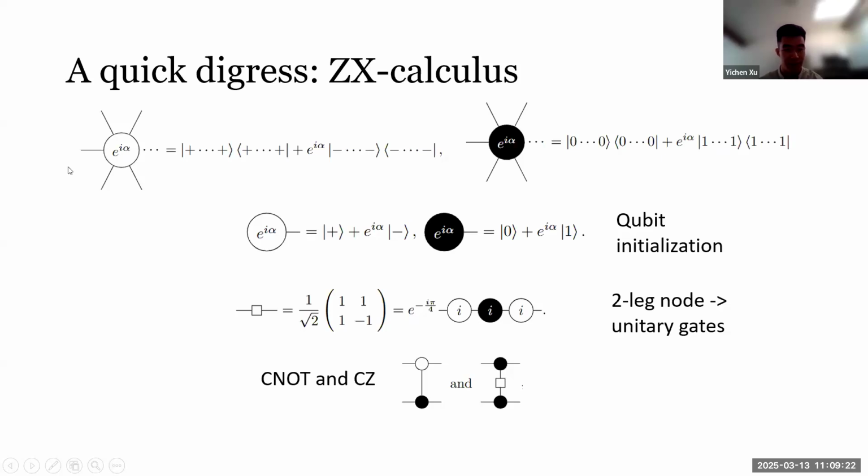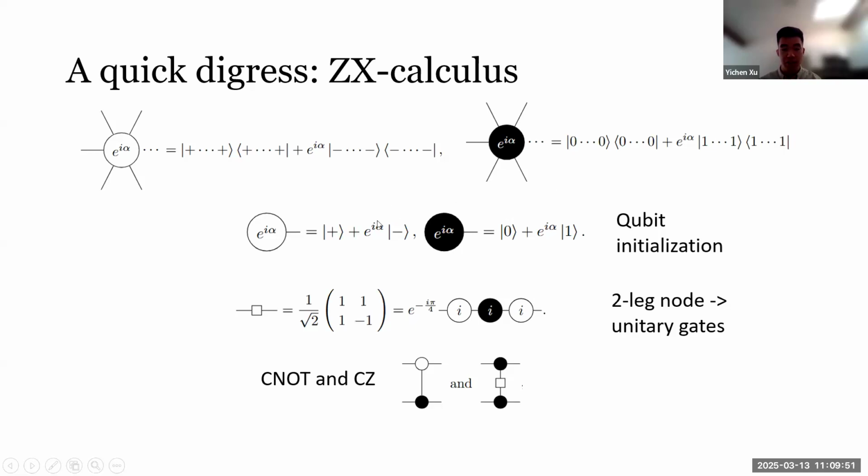So the X spider is this white circle with some phase in there. Mathematically, this is equal to a giant projection onto everybody pointing x equal to 1, plus everybody pointing x equal to -1 with a phase alpha. Similarly, the Z spider is mathematically equal to a giant projection onto z equal to 1 plus z equal to -1 with a phase.